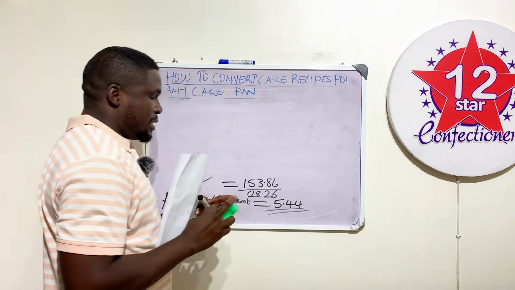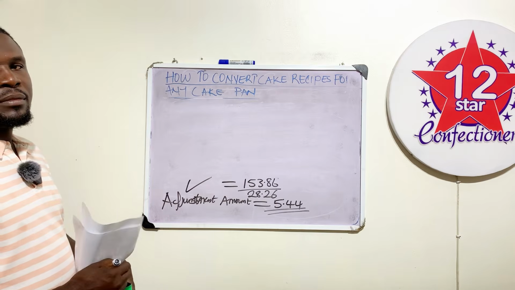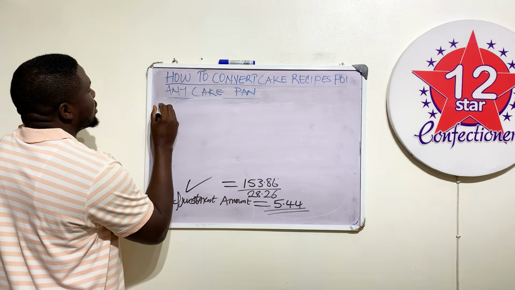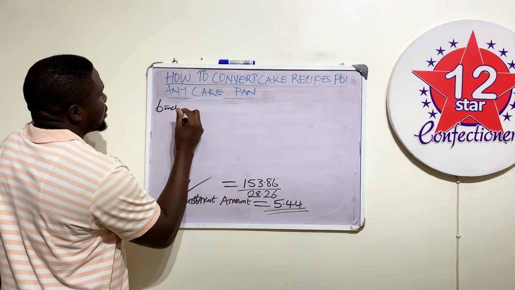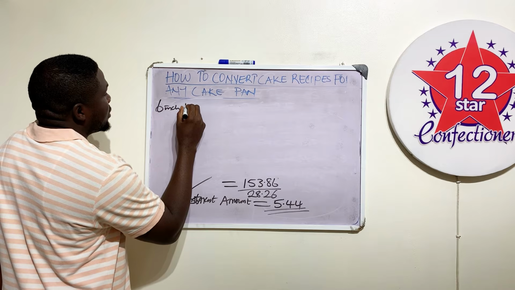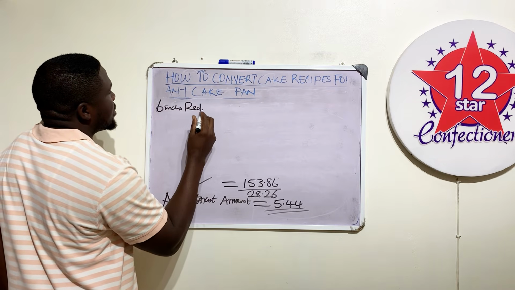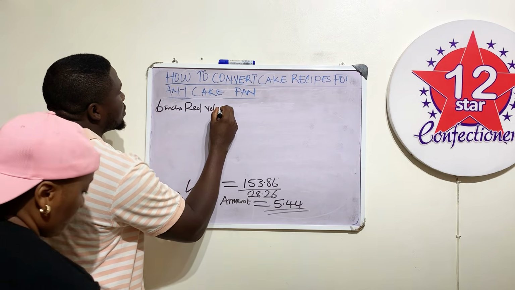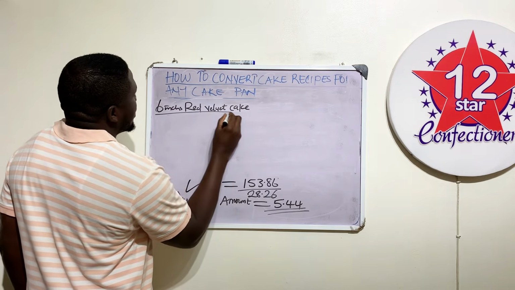So now, what we need to do is write the formula for our 6 inches cake pan in terms of what? You said red velvet. So let's write 6 inches. 6 inches what? 6 inches red velvet. Red what? Velvet cake. Velvet cake. Yes.